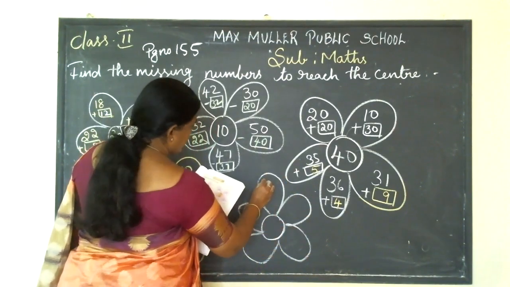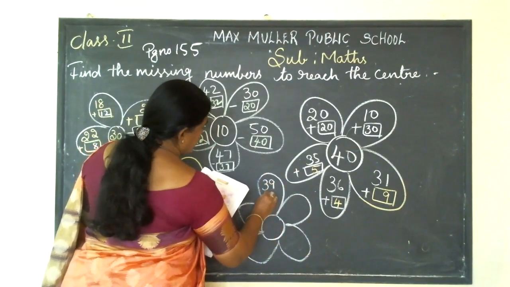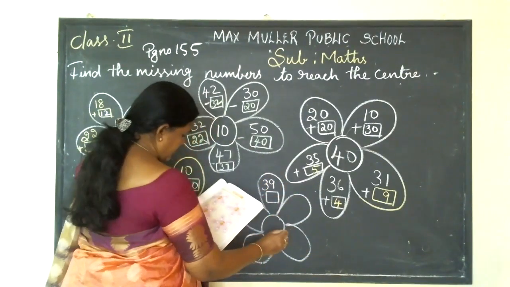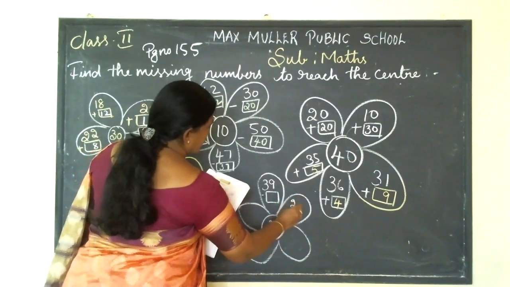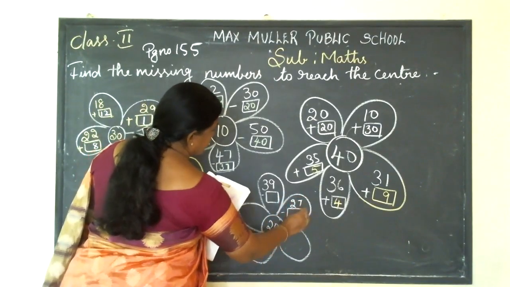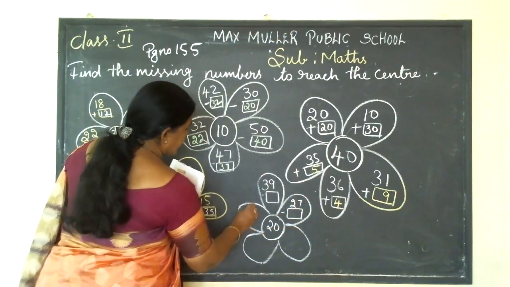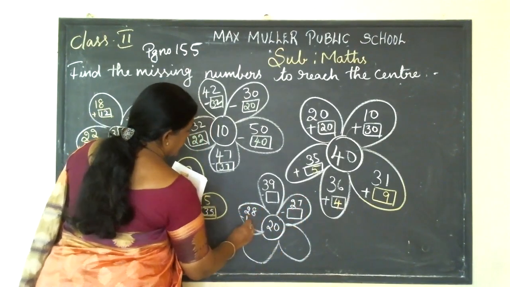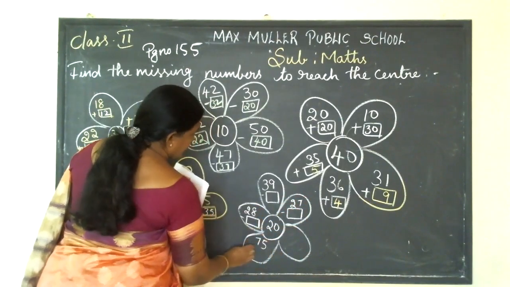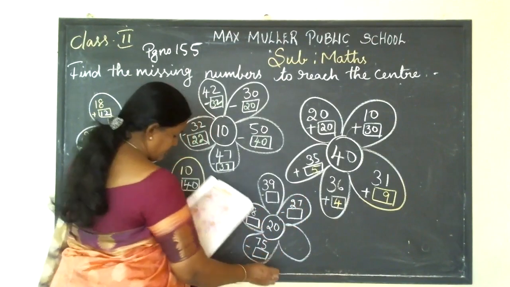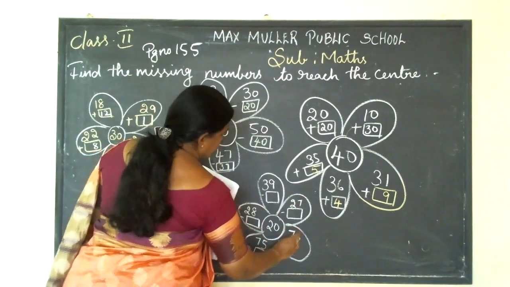39 minus, you want to reach 20. Here 27 minus 28 minus here 75, here 70.